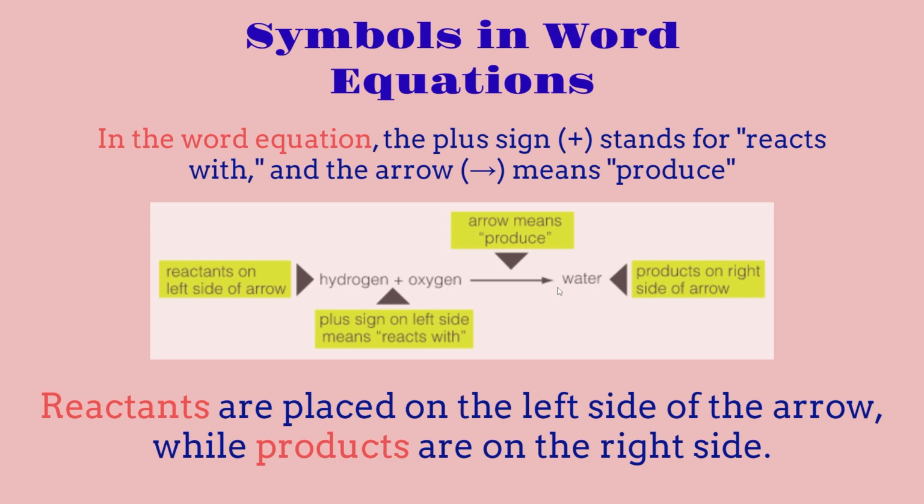And then reactants are placed on the left side of the arrow while products are on the right side. So you're always going to find the reactants that make up the product on the left side, and then the product itself will be on the right side.